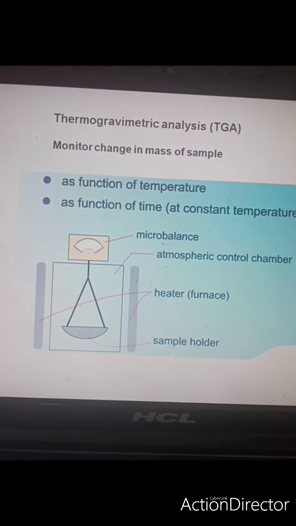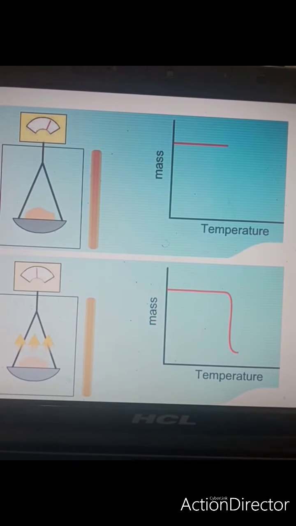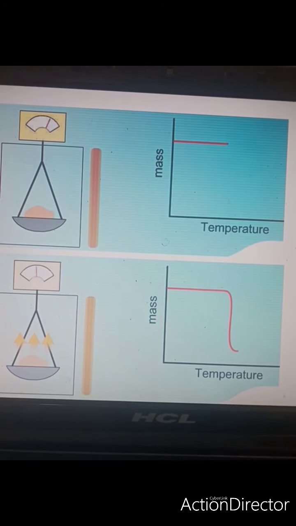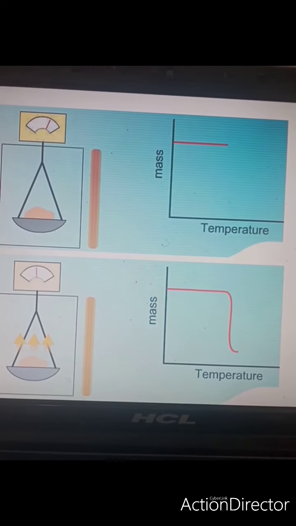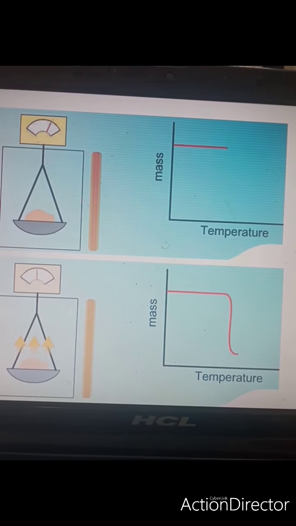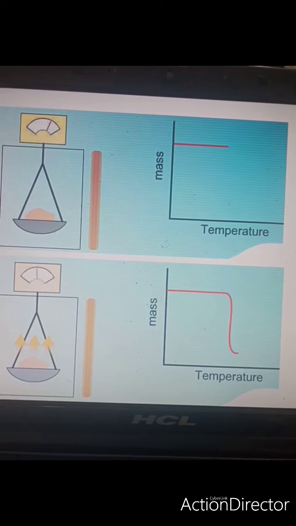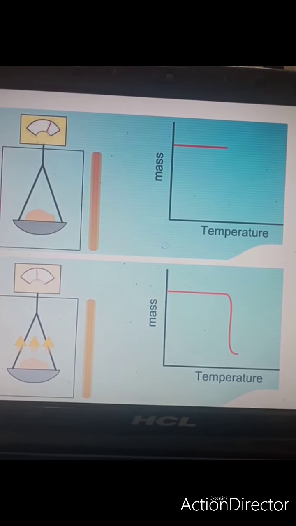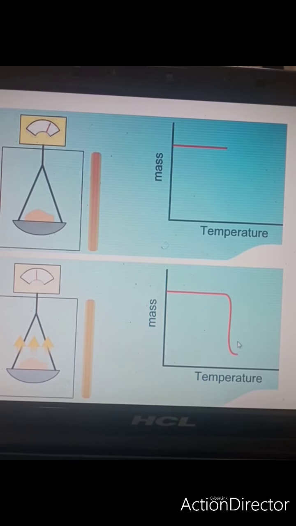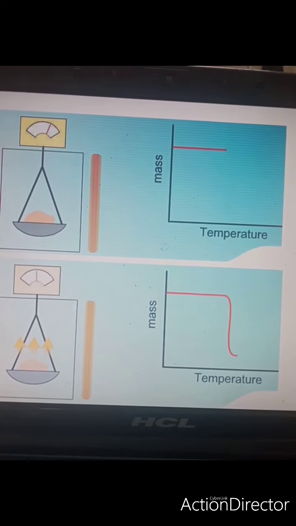Let us consider a sample of calcium carbonate. It is subjected to TGA. There will be different decomposition patterns, and when calcium carbonate decomposes, calcium oxide and carbon dioxide are formed. Carbon dioxide, being a gas, escapes, and what is left behind is calcium oxide. So there will be a decrease in the mass. That decrease in the mass with increase in temperature is recorded.